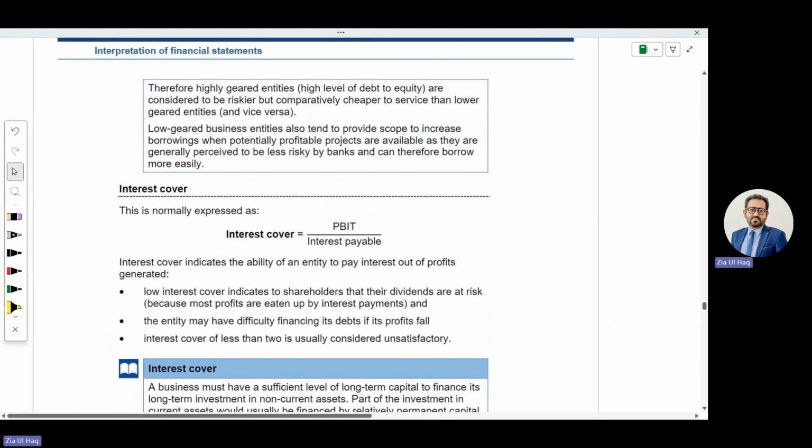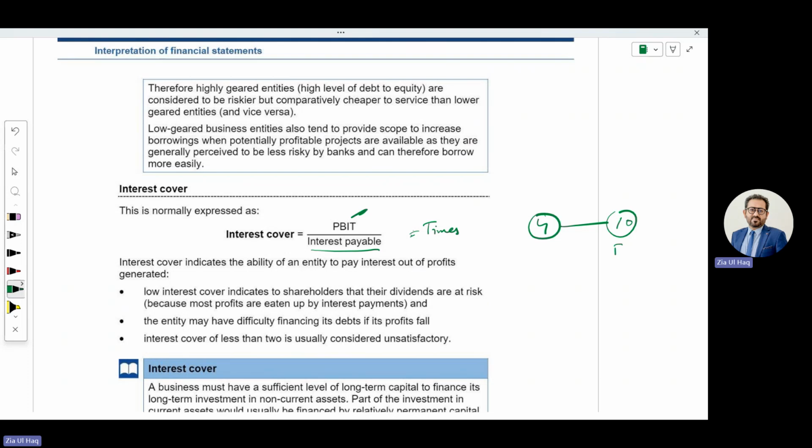Another financial position ratio is called the interest cover ratio. How to calculate: profit before interest and tax over interest payable, meaning interest expense. The answer will be in times, either 4 or 10. What does that mean? If the answer is 4, from the given profit the company can pay 4 interest installments. If the answer is 10, the company can pay 10 interest installments.